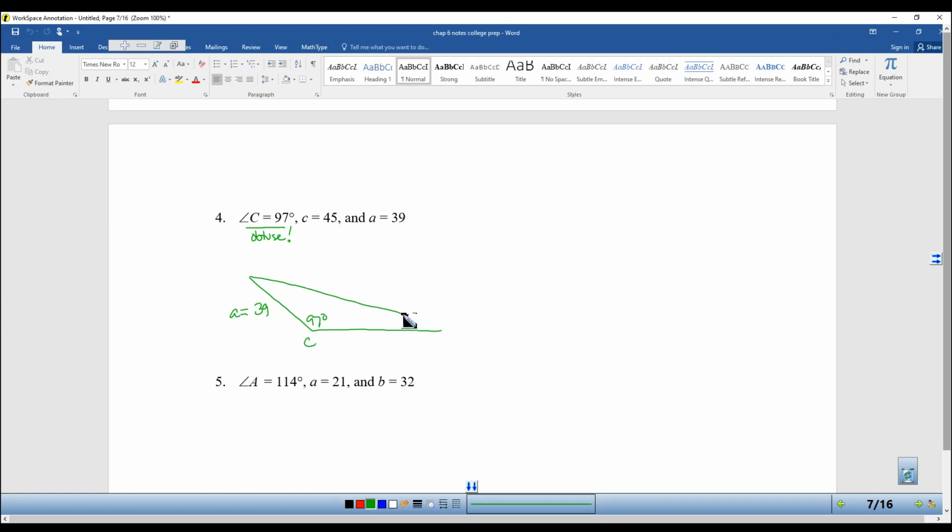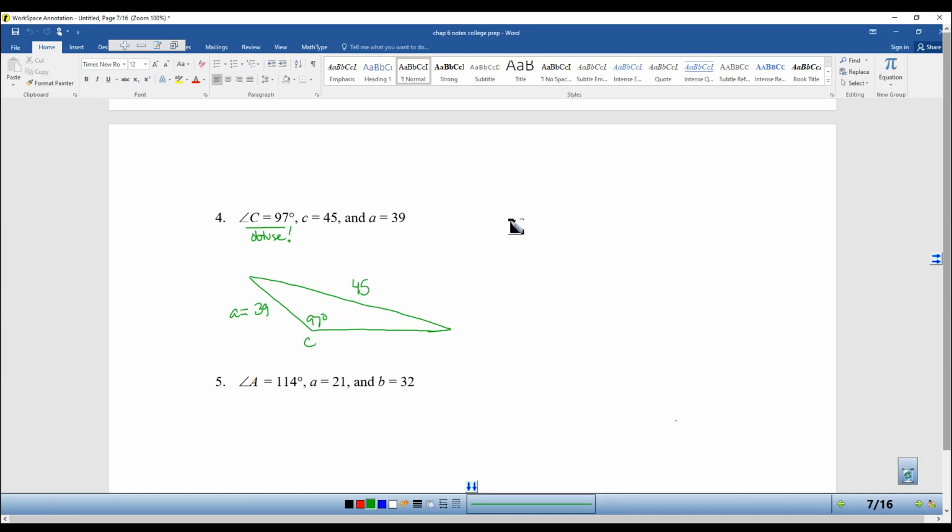Okay, is it long enough? It says 45. As long as it's bigger than 39, it's long enough. Even if you didn't draw it to scale, that's all that you need. So good. I know I'm going to have one solution. If this had been 25, it wouldn't have reached, and the answer would have been no solution. But it is 45, so you can go ahead and use the law of sines. You might want to try this one on your own.